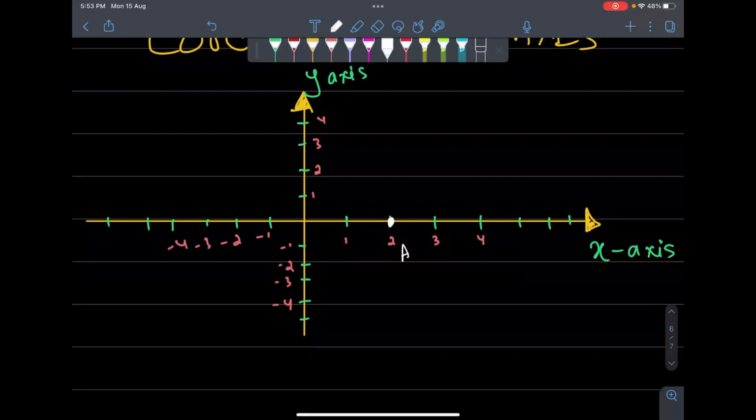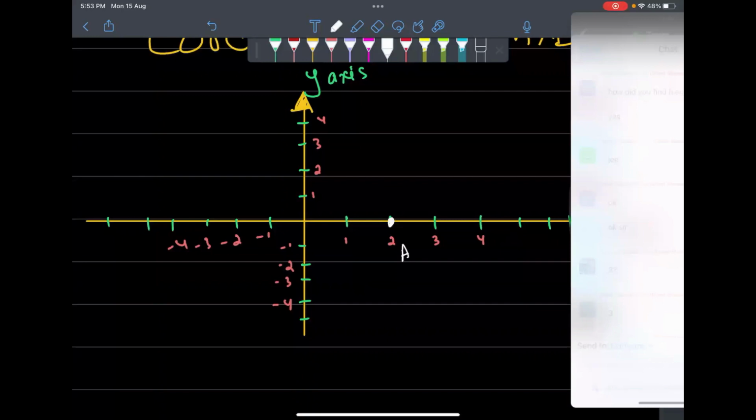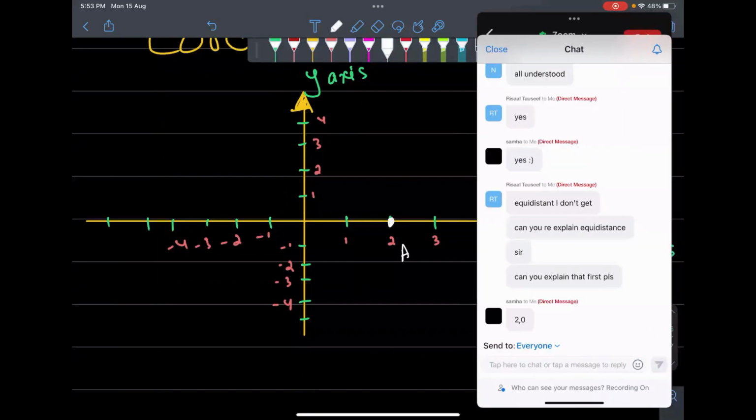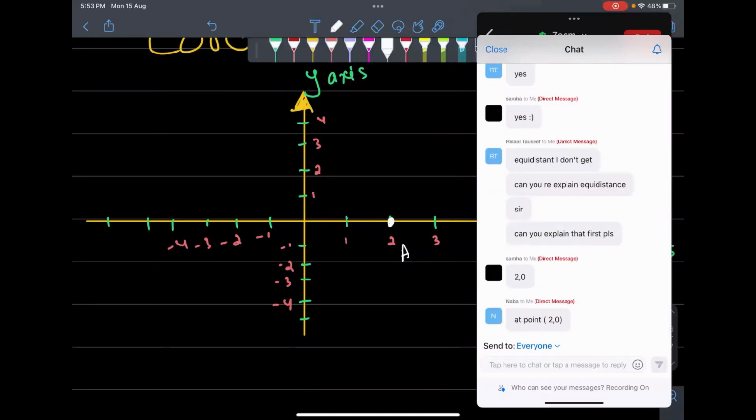Now, where is A? Where is the location of A? If you were to tell somebody, where is A? What will any one of you say? How can you tell where A is? Can somebody tell where A is? Okay, you directly told the coordinate. I'll explain equidistant again. What I wanted to hear was A is on x-axis.